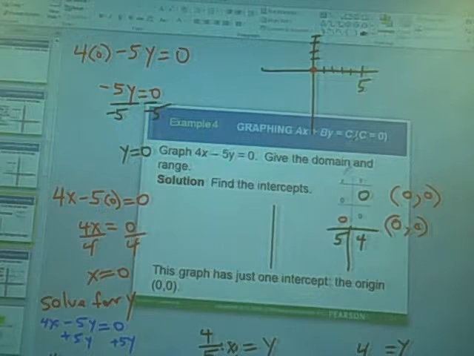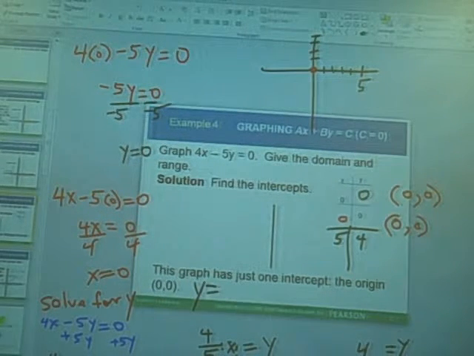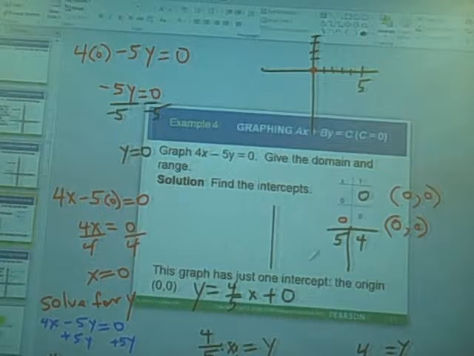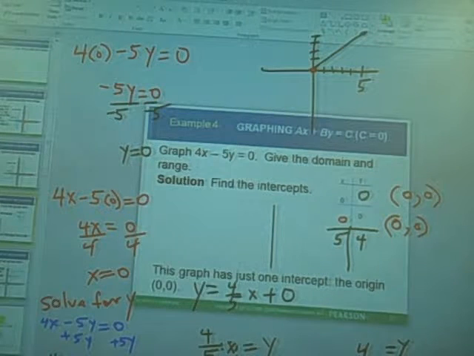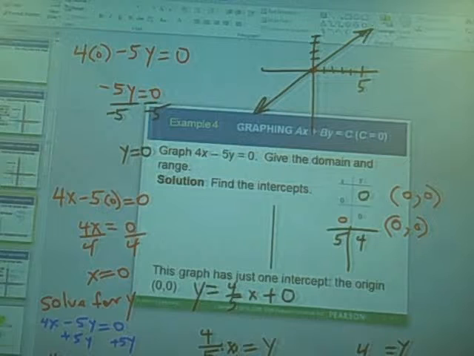Now another thing you could have done at this point is you could have used the slope-intercept method, where you could have said y equals 4 over 5 x plus 0, where 0 is the y-intercept, and then you would just go up 4 and across 5, and then just draw your line from there. So you can use it either way.